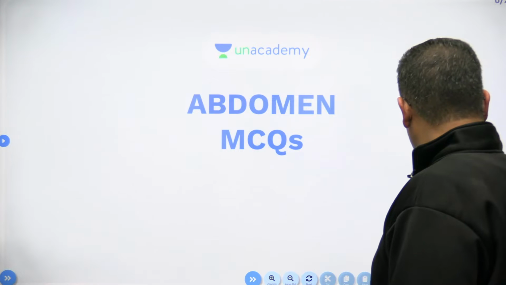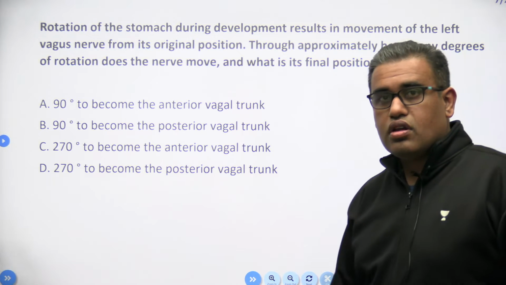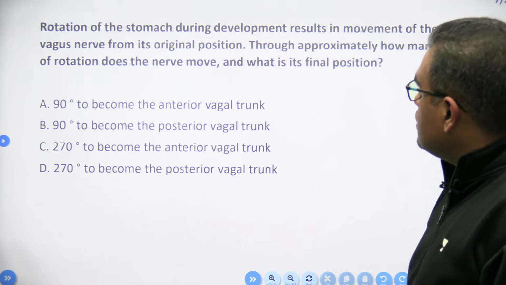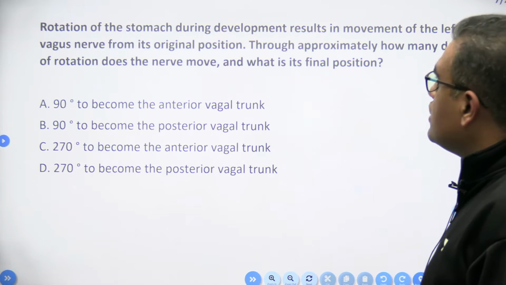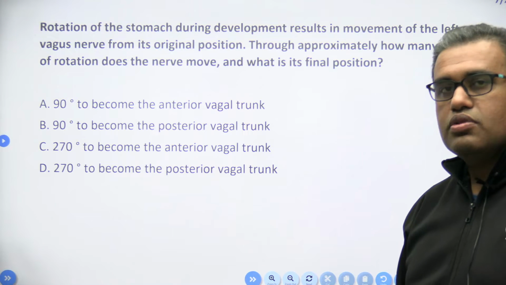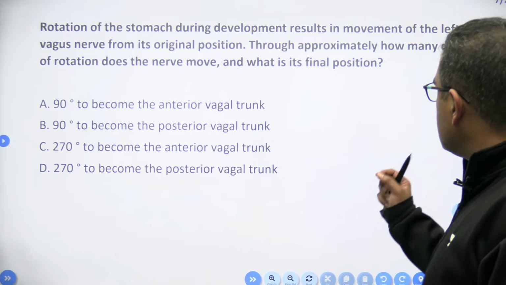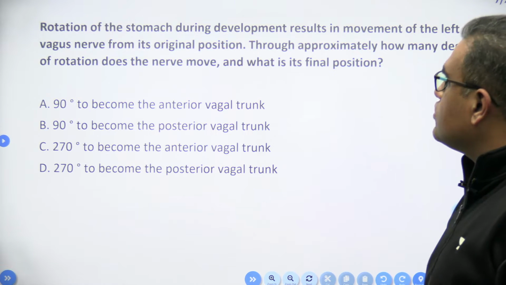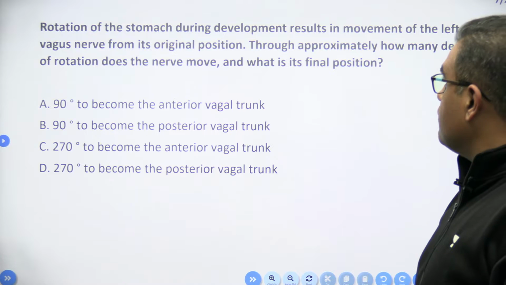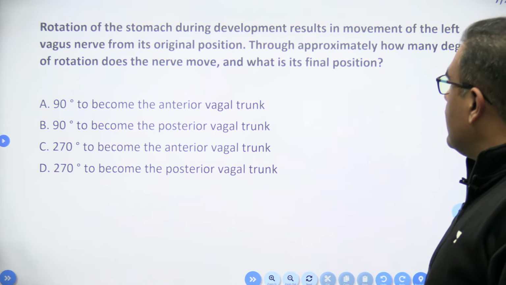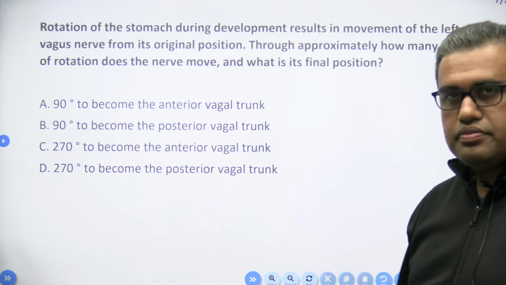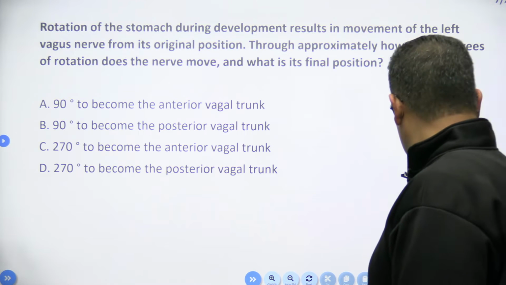Let us now see some abdomen MCQs, and here's the first MCQ for all of us. The rotation of the stomach during development results in movement of the left vagus nerve from its original position. That's the statement. The question is: through approximately how many degrees of rotation does the nerve move? Which nerve? Left vagus. And what is its final position? Okay, so let us see how to proceed with this.